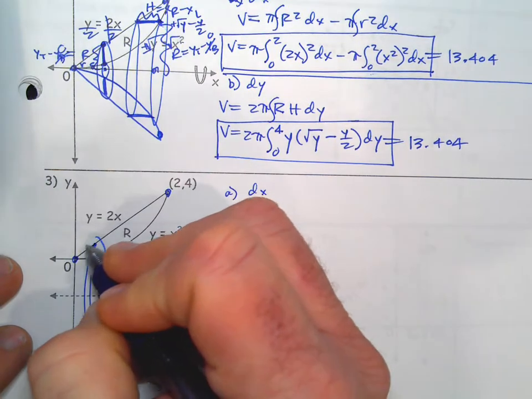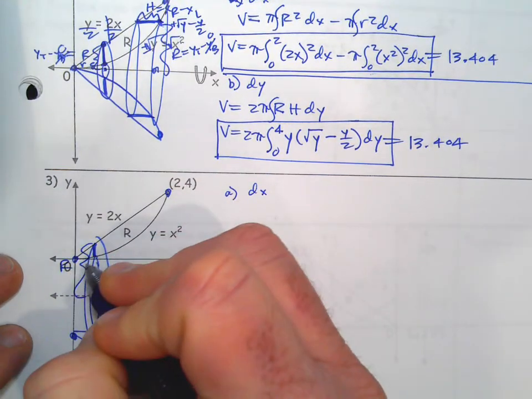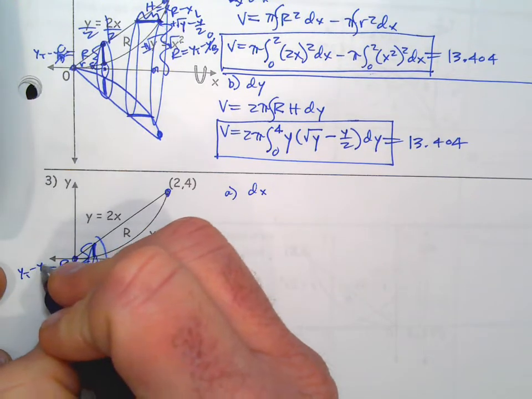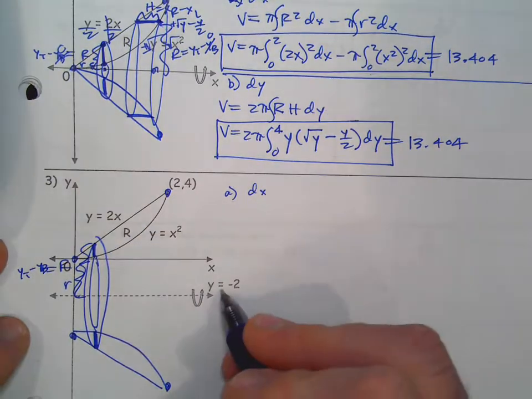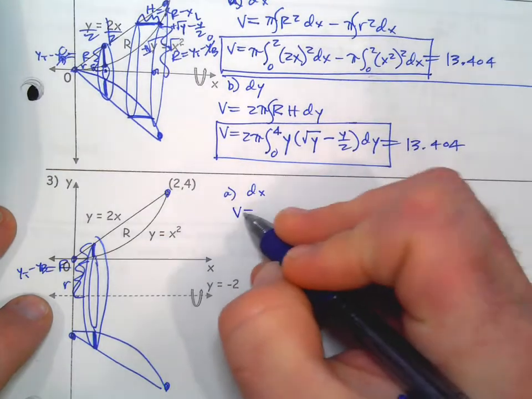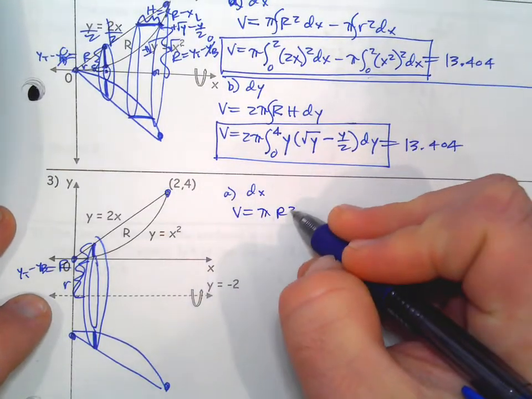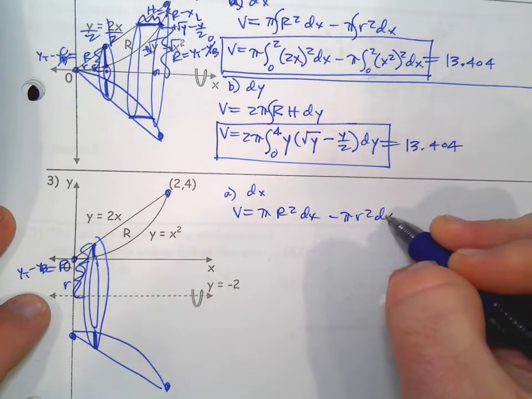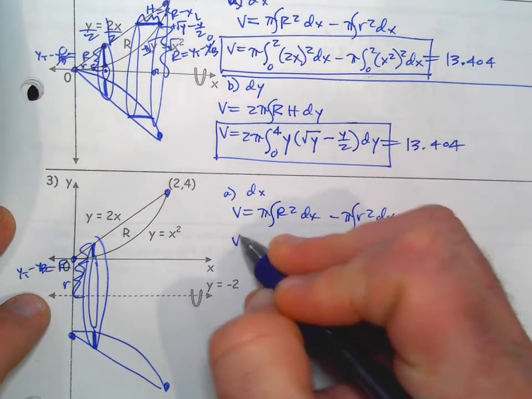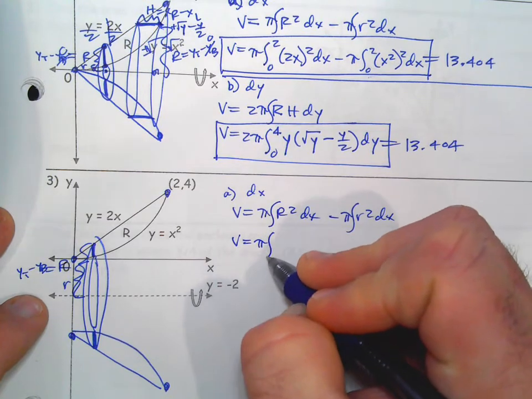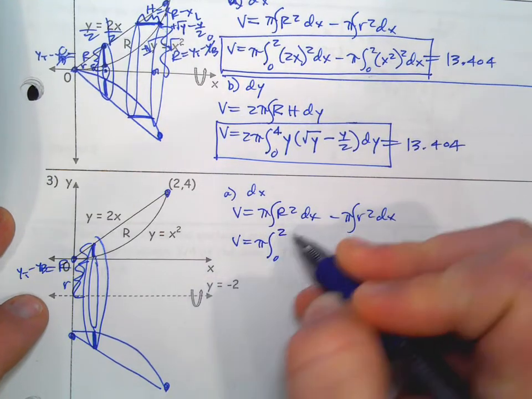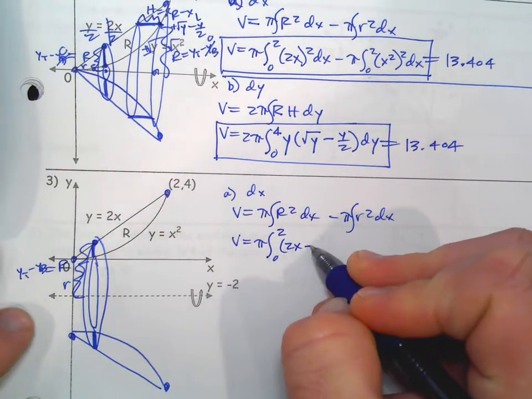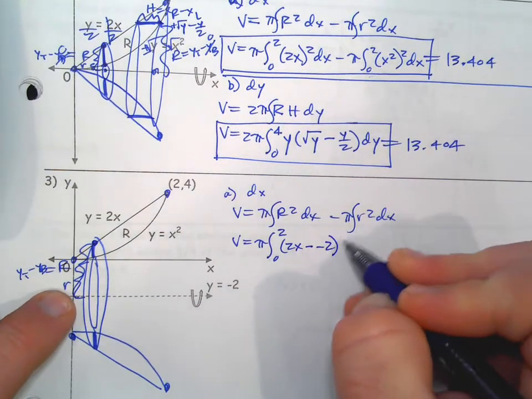So we have a big radius and we have a little radius. They're both y top minus y bottom. Y bottom for both of them is -2. So the volume is going to be pi big R squared dx minus pi little r squared dx. Integrate. So we're going to go in the x direction 0 to 2. The big radius is y top, which is 2x, minus y bottom, which is -2, squared dx.